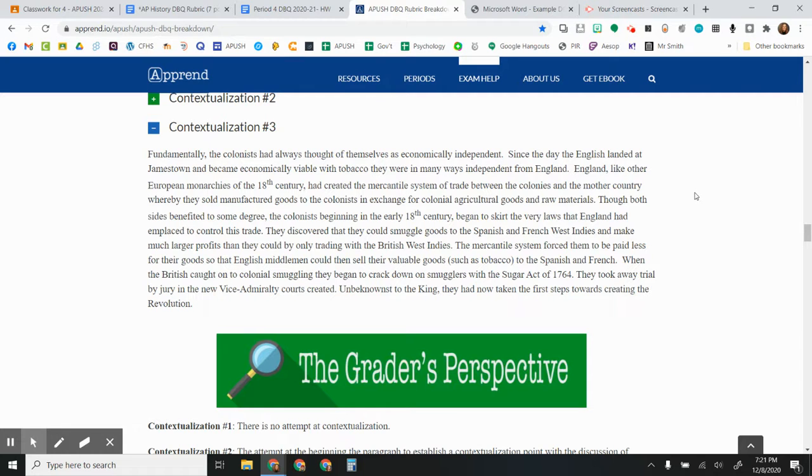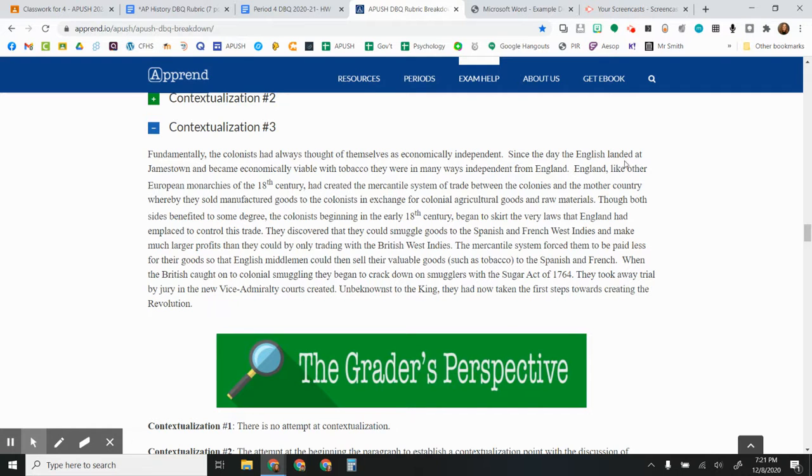Okay, so as you can see, this is very thorough. It's talking about the English landing at Jamestown. It's talking about mercantilism. It's talking about how the economy worked prior to this period of time and the things that were beginning to sort of point to problems. When the British caught on to colonial smuggling, they began to crack down. They took away trial by jury. And unbeknownst to the king, they'd now taken the first steps towards creating a revolution.